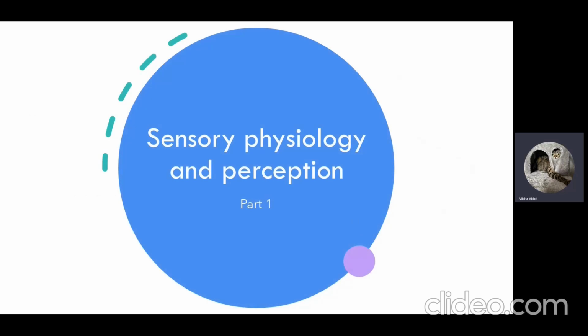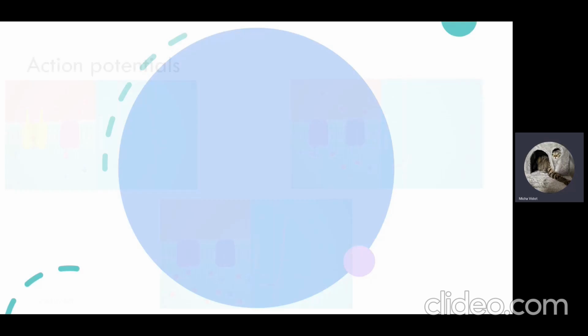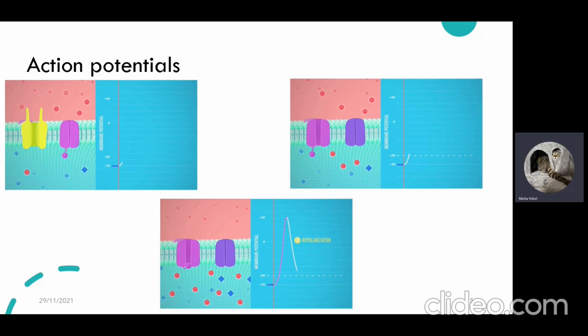So starting off with sensory physiology and perception. Just a very quick reminder on action potentials. When your neuron is at rest, your voltage-gated channels are all closed, and inside of your neuron it has a membrane potential of -70 millivolts. When a stimulus interacts with that neuron, so it gets triggered, the ion channels may open, and these are the sodium channels, and as ions pass into the cell, they begin to alter the membrane's charge.